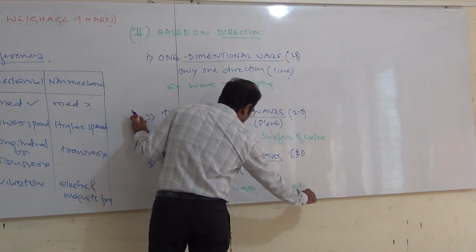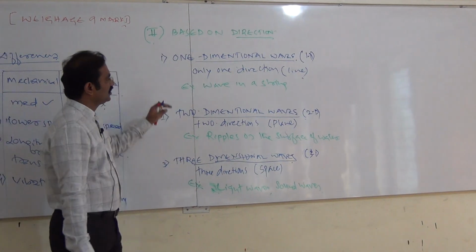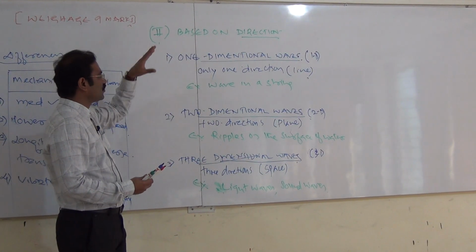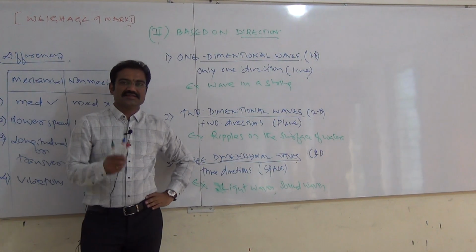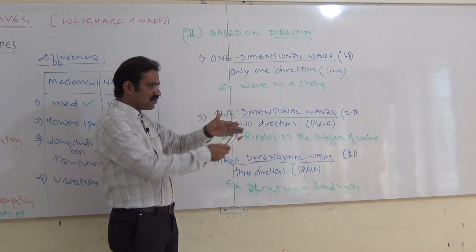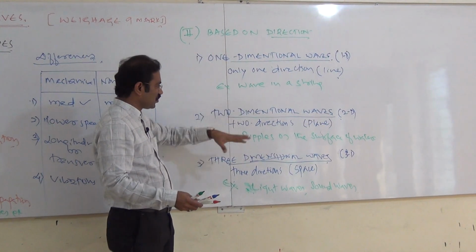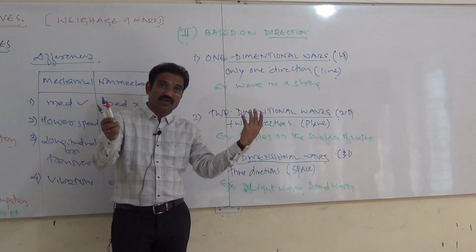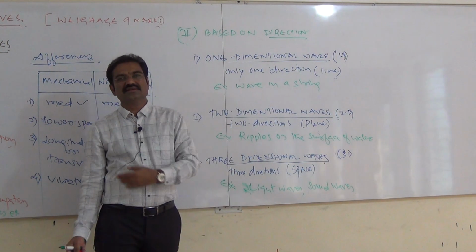Now I give you the clarification. This is the second part. If the wave propagates in only one direction, that is a one dimensional wave. If the wave propagates in two directions or in a plane, that is called a two dimensional wave. If it propagates in three directions, then we call that a three dimensional wave.